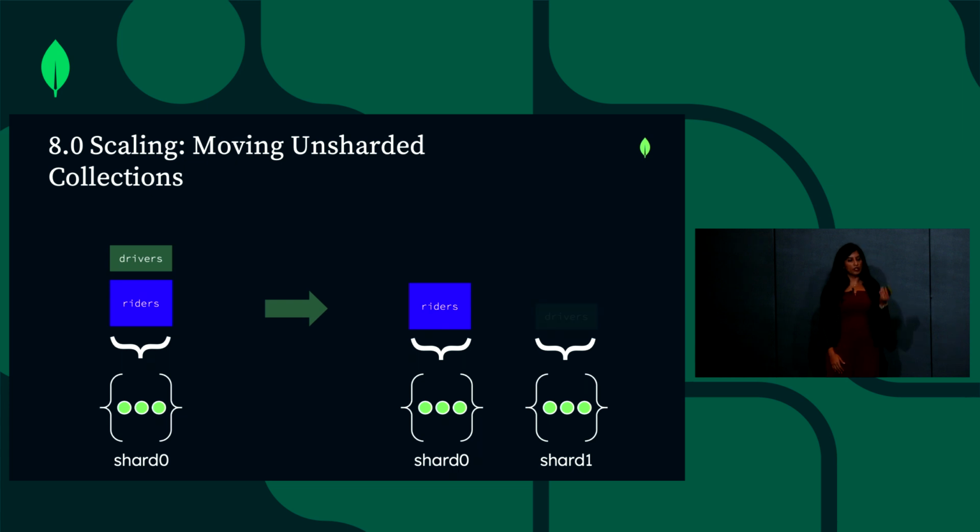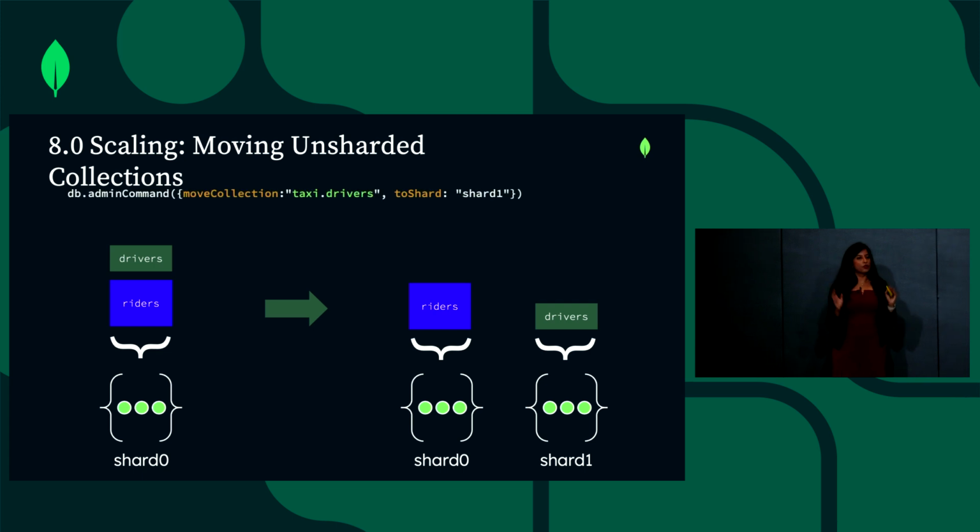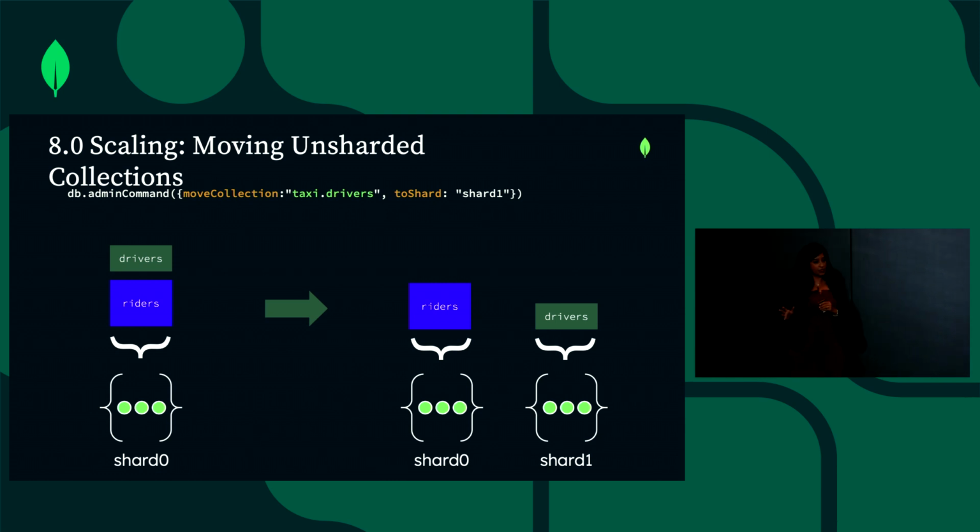You can move drivers to a machine of its own by running a simple command called move collection, where you provide the namespace, which is taxi.drivers, and which shard you want to move it to. So in this case, you're saying, hey, move this collection to shard 1. So MongoDB will move it to the shard of your choice in the background.